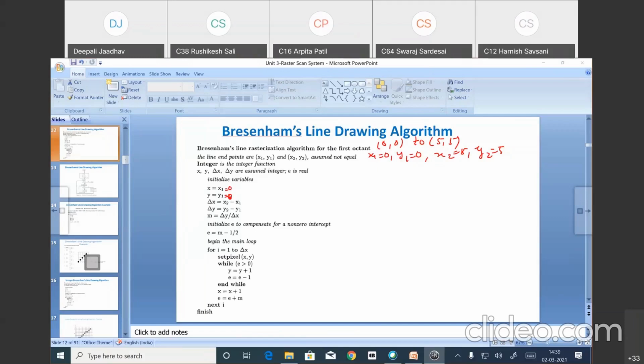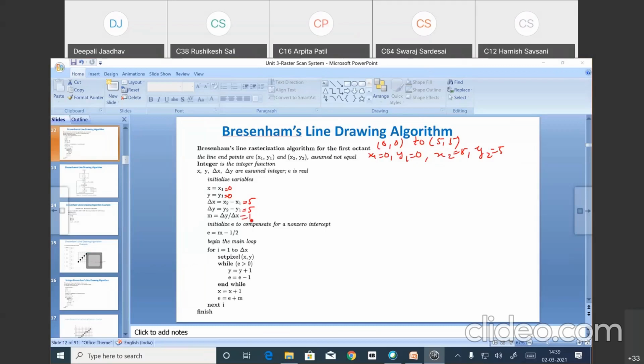Delta x is equal to x2 minus x1. So what is it? 5. Delta y is equal to y2 minus y1. So it is 5. So m is equal to delta y by delta x, which is 1. That is the slope, so it is at 45 degrees. Remember that. It's simple to understand.